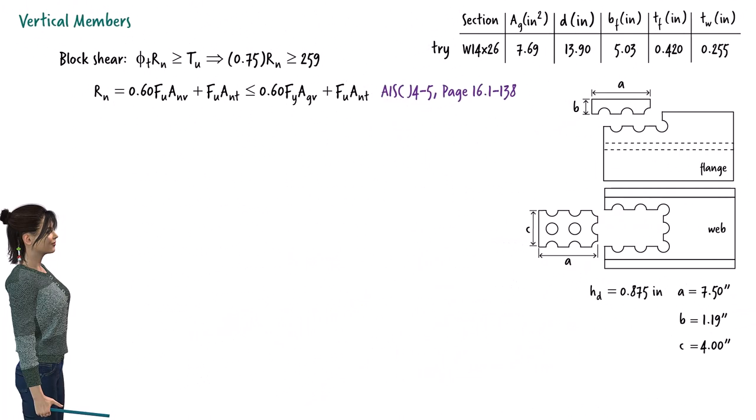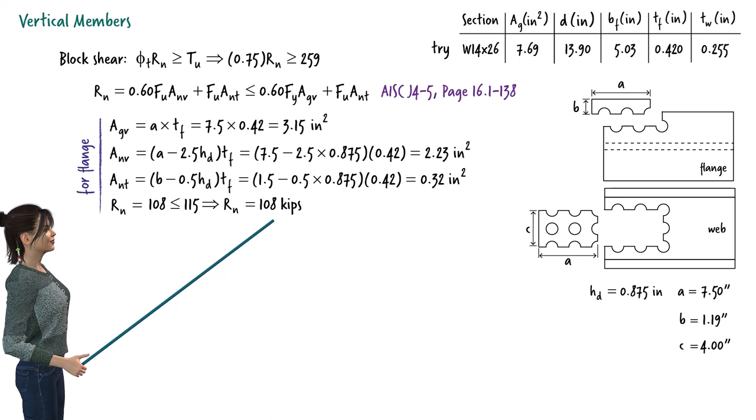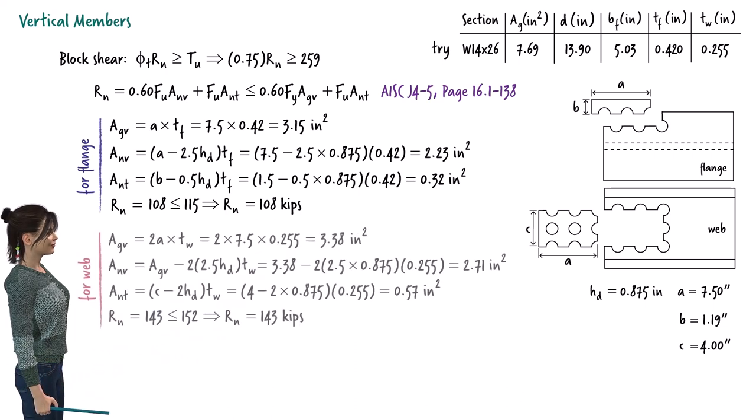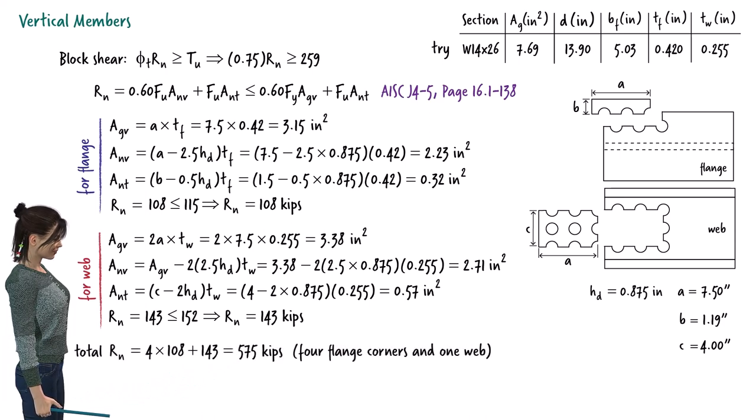To check the block shear strength of W14x26, we need the block shear strength of the cross-sectional elements. Each flange corner has a block shear strength of 108 kips. The web of the section has a block shear strength of 143 kips. Therefore, the total nominal block shear strength at the connection is 575 kips. This leads to a design block shear strength of 431.25 kips. So, W14x26 offers adequate strength against block shear failure.